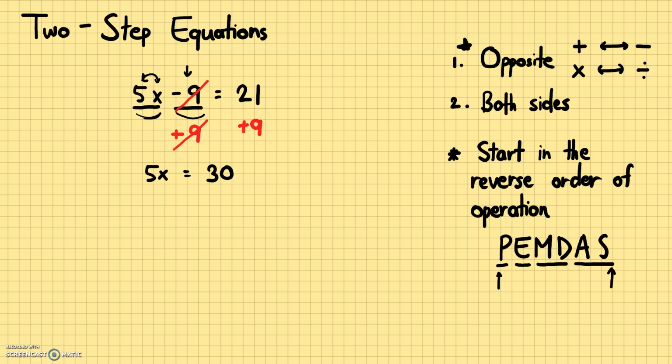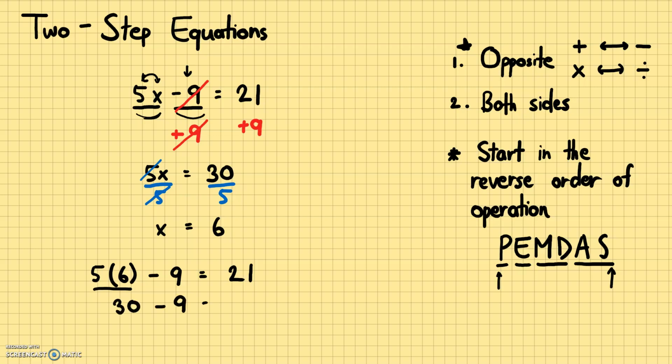Okay, and again, we do the opposite of what's being done. 5 times x, so we divide by 5 on both sides. And the 5's will cancel on this side, and x is going to equal 6. And again, let's check our answer. If you do 5 times 6 minus 9, does that equal 21? Okay, 5 times 6 is 30. Then you do 30 minus 9. 30 minus 9 is 21. So 21 equals 21. So we're done. Okay, so this is our correct answer.